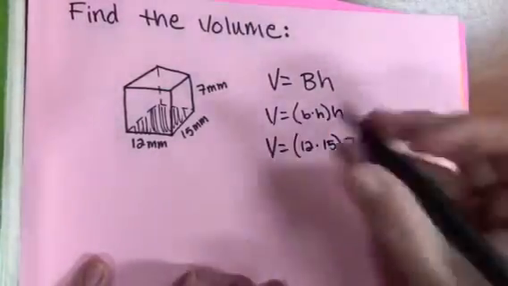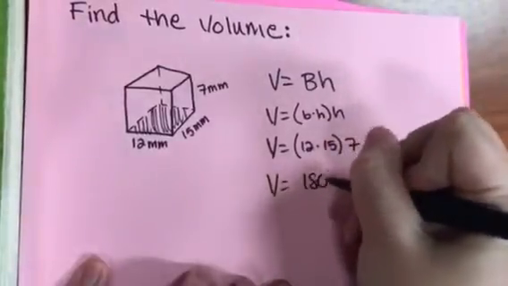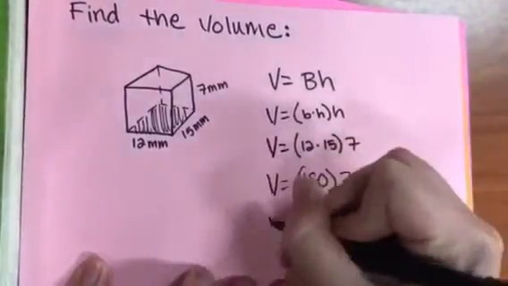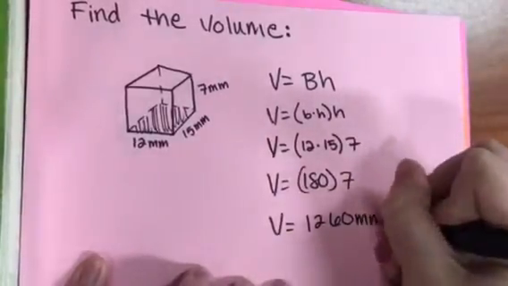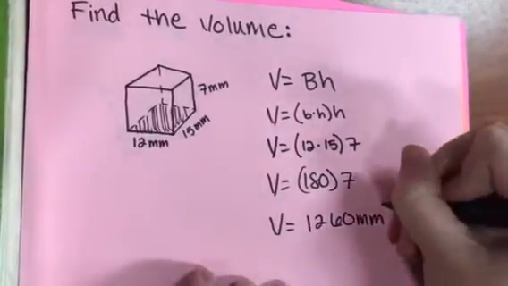Okay, so 12 times 15 is 180. 180 times 7 is 1,260. 1,260 millimeters. What do I use for my 3 dimensions?